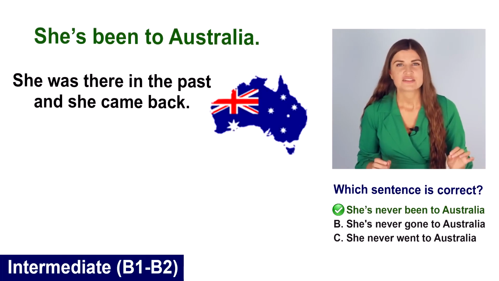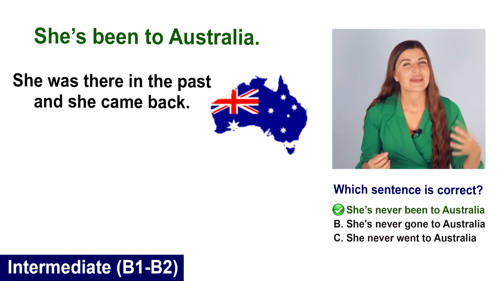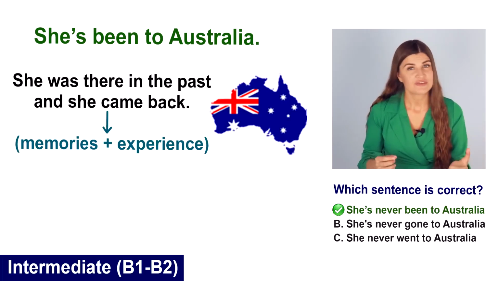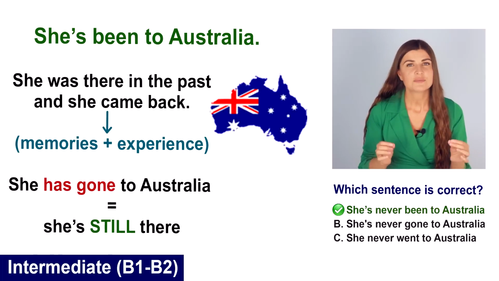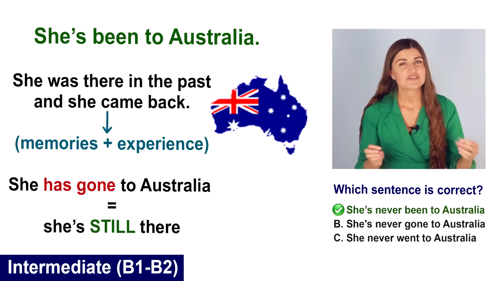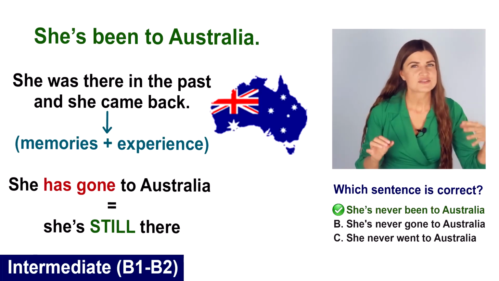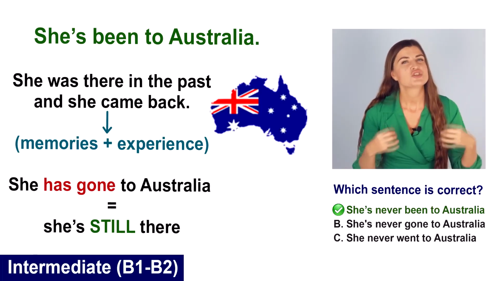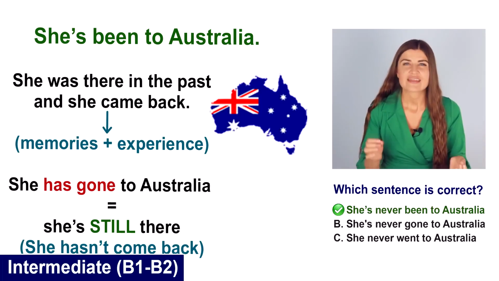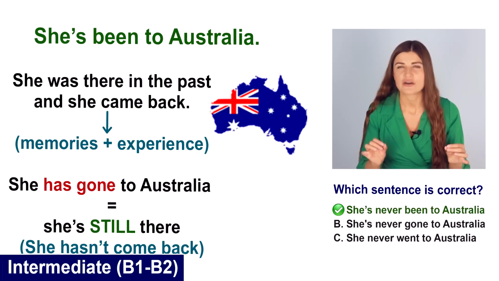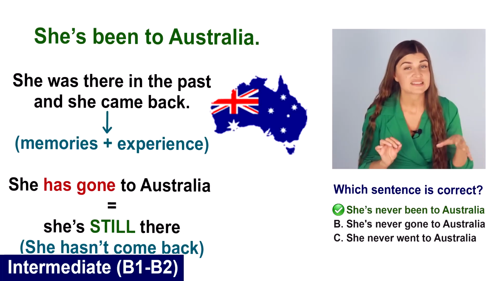Been means that you were in some place in the past and then you came back. You have the memories and you have the experience. Gone means you went there and you are still there. So if I say she has gone to Australia, that means she went there and she still hasn't come back. In this case, because we're talking about never, so she has never been there is right.